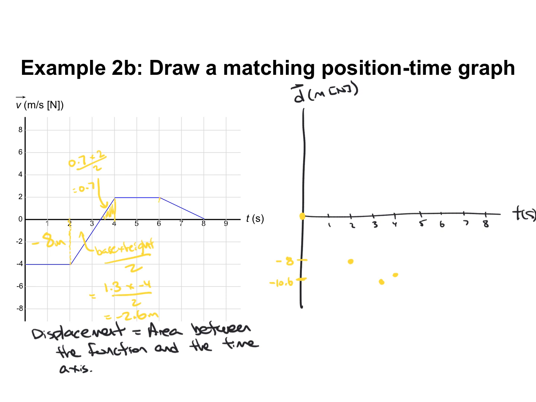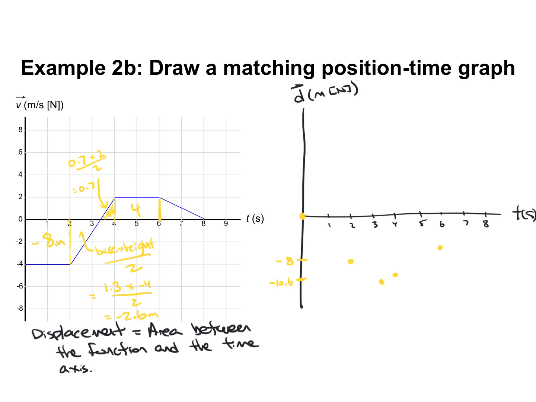Then I have a rectangle. Rectangles are easy, it's length times width. So the length is 2 and the height is 2, so that makes an area of 4. Now I have to go up by 4 more. So at the 6-second mark, I'm going to go up to about here. I'm just kind of estimating these values now. It would be better with graph paper.